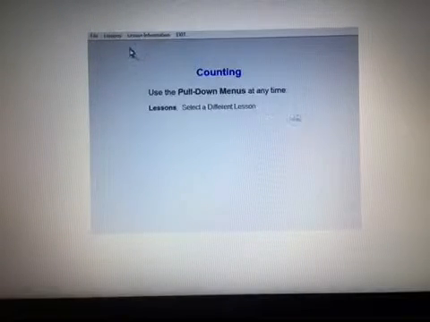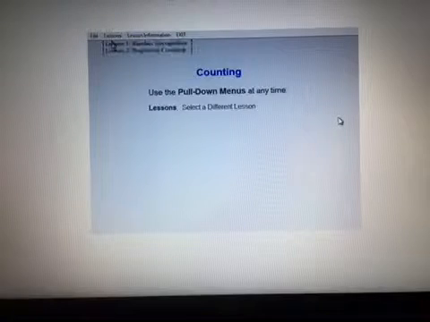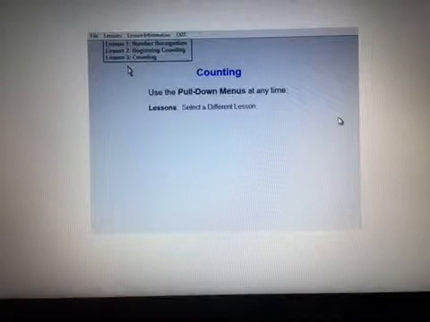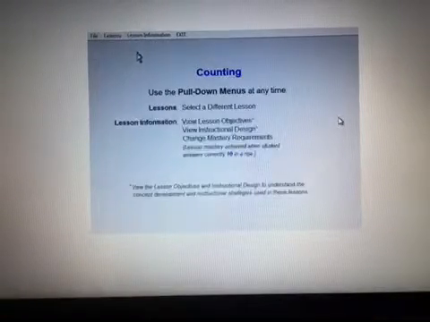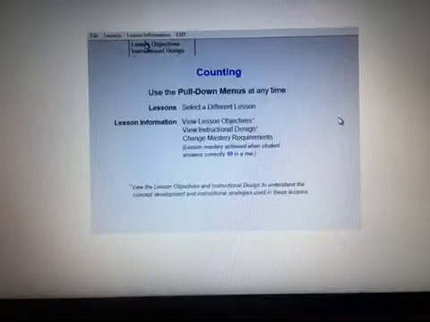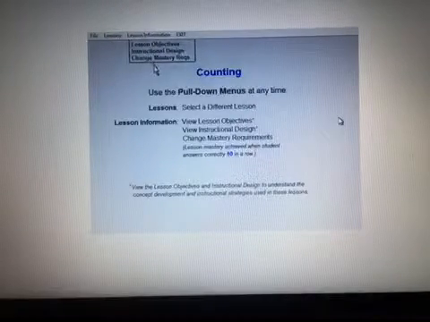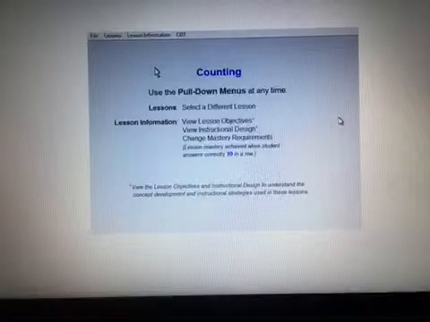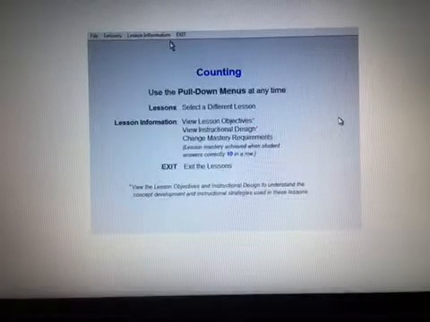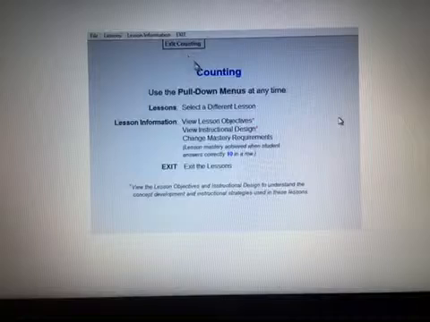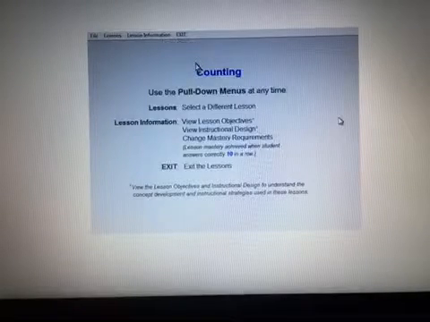When we look at these, we see that we have our lessons, which are always available. You can always go from one lesson to the next. And then we have our lesson objectives and design. And then finally, we have exiting the lesson, the course.